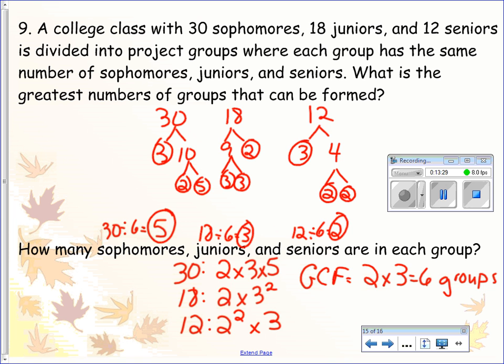Yes? You got the 5 on... Okay, the GCF. So I compared 30, 18, and 12. They each had at least 1 2. Then I looked at the 3s. They each had at least 1 3. Can't use the 5. So 2 times 3 is 6. So there were 6 groups. But because I wanted an even amount of sophomores, I took the 30 that I had and divided them into the 6 groups. I had 5 in each group.